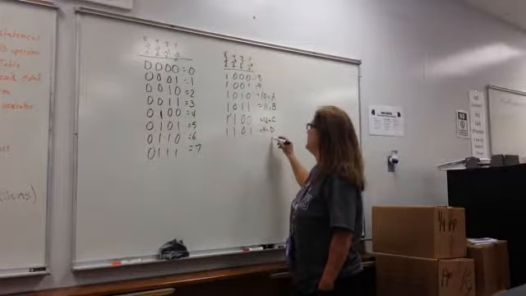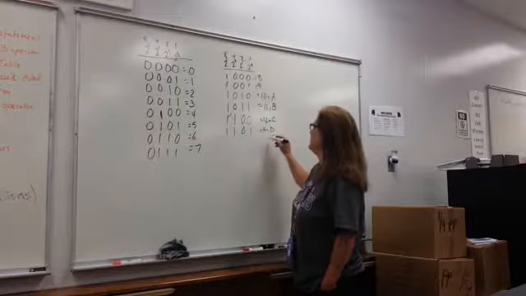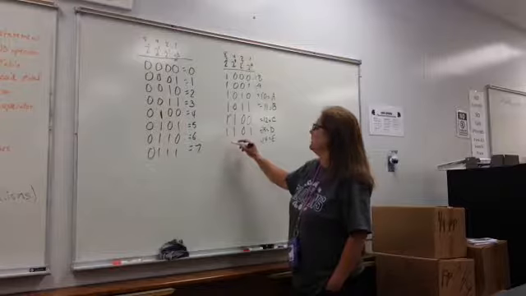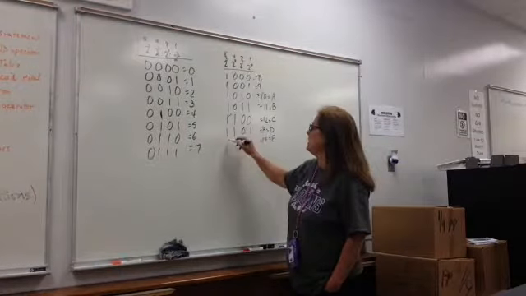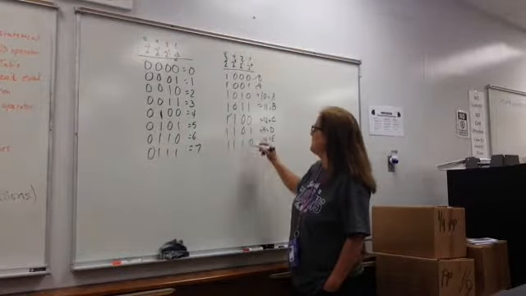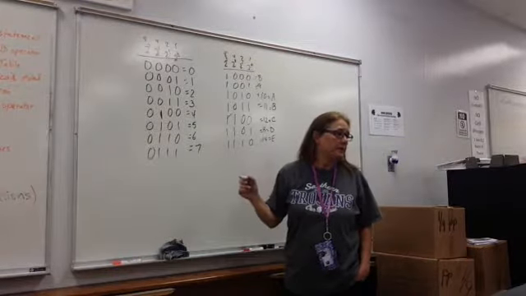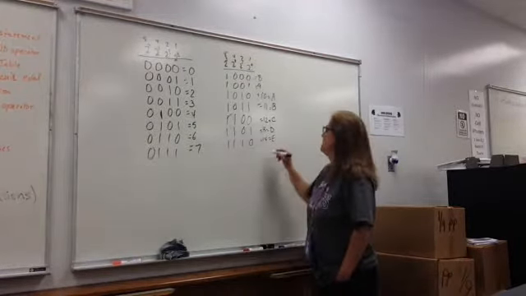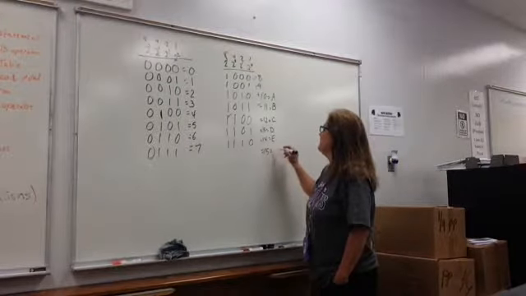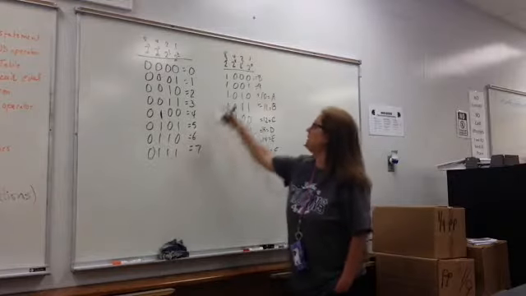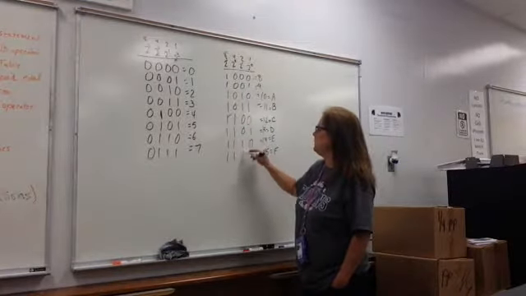And then E is 14. So it's 8 and 6, right? So 8, a 4, and a 2. 8 plus 4 plus 2 is 14, right? All right. So 15 is going to be 7 plus 8, so it's 1, 1, 1, 1, right?